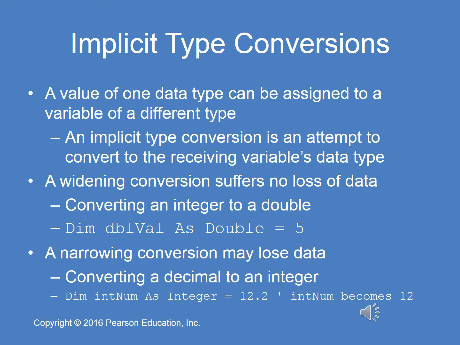A better example would have been dim int num as integer equals 12.9. One would think, oh, it will just round it up to 13. No, that's not the case. It will not round it. It will just ignore the decimal. So 12.9, given a narrowing conversion to an integer, will yield 12, not 13.